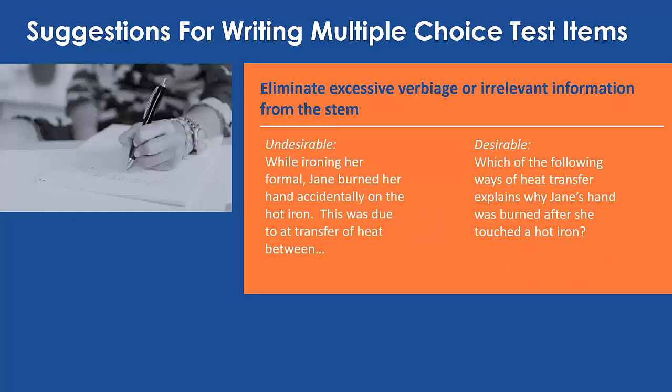Eliminate excessive verbiage or irrelevant information from the stem. If you look at the undesirable one, you're kind of building a story, and the actual question that you want your students to show you that they know the answer to is buried underneath the story. So always being more direct seems to be more desirable and more effective. But that doesn't mean you don't want to establish context for the question that you're asking. So there's a delicate balance there.